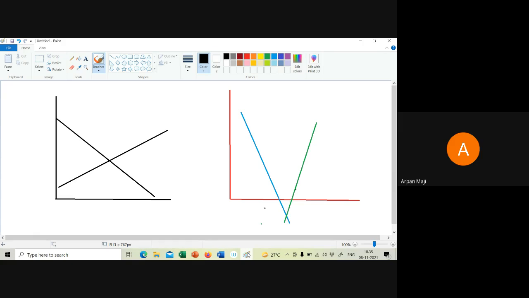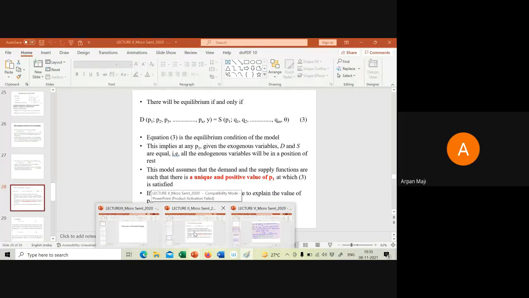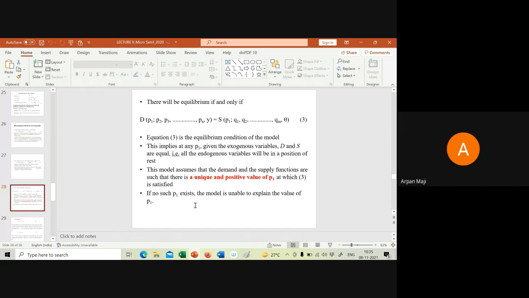Ma'am, can you please explain the functions once more? The demand function and the supply function. Yes, ma'am. Arpan, we talked about different determinants of demand. Can you remember that? I don't remember, ma'am. So you are not checking what is happening in the class. You are there from the beginning, so you have to check all these things, because I discussed all of this in detail.